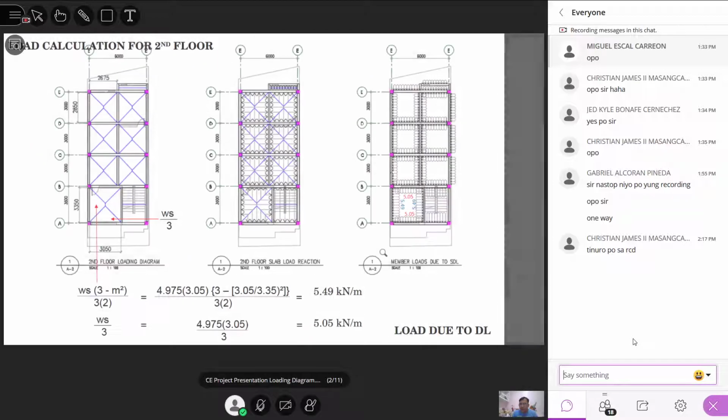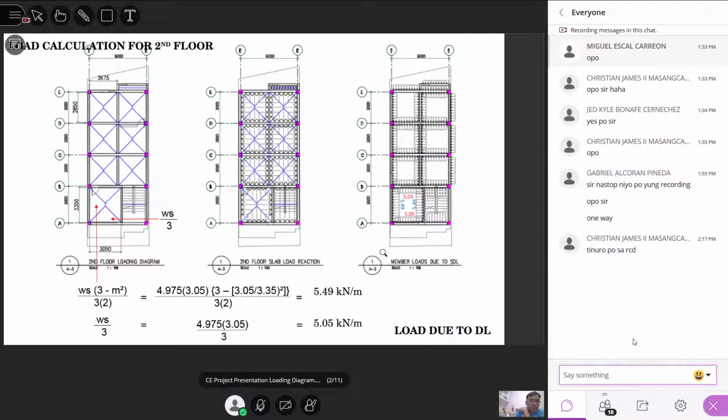Okay, class. So, balikan na natin to. In this case, you have to provide your loading diagram, kagaya ng ginawa natin dito. We identify whether a certain slab is one-way or two-way, and then we could identify the reaction of the slab, whether it is a two-way reaction or one-way reaction. In this case, most of our slabs are two-way reaction.